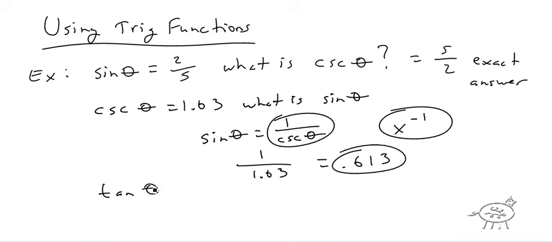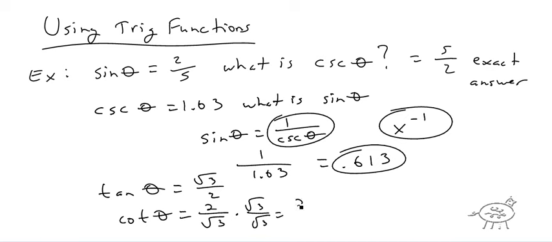Tangent of theta is equal to √3 over 2. Of course, cotangent of theta is just the reciprocal. Make sure you rationalize it, so you get 2√3 over 3. Pretty easy. All right, with our knowledge of reciprocal functions, let's find the value of the variable.